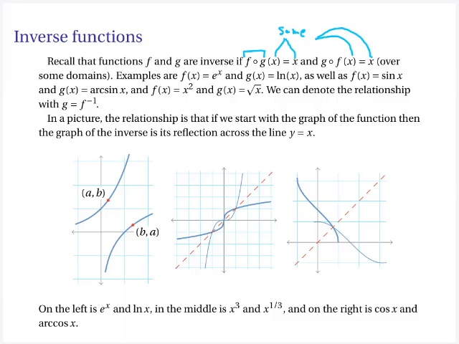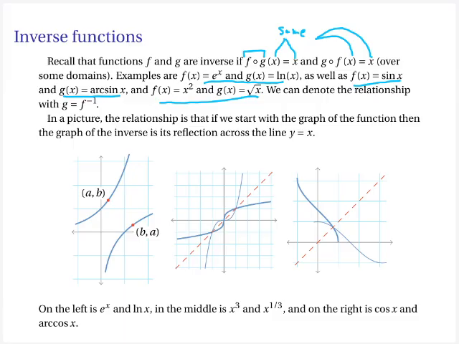Examples of inverse functions are f of x equals e to the x and g of x equals ln of x. Likewise, f of x equals sine x and g of x equals arc sine x. Of course, you have to pay attention to the domain. You want to make sure that you're using what's called the principal angles, but anyway, over some appropriate domain. And f of x equals x squared, g of x equals square root of x. Those are all familiar cases where one function is the inverse of the other.